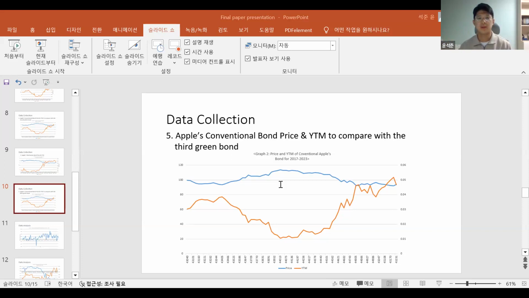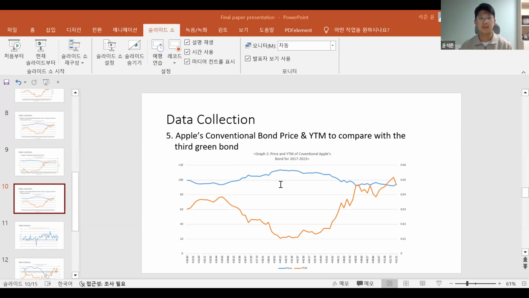So I chose this bond because the coupon payment frequency and issue currency were the same as the third bond, and most of the issue and maturity period covers the traded bond period of the green bond. So I suggest this as the most appropriate comparison target. And the price and YTM tendency shows like this.